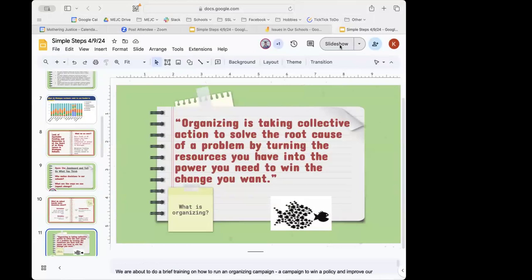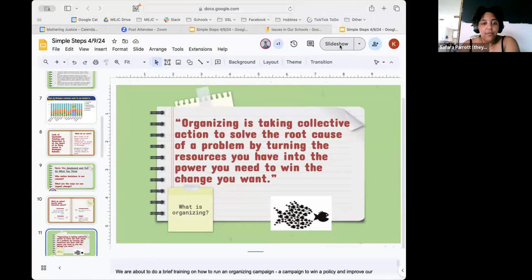Okay. So I'm going to transition us into the meat of what we're here for, and that is how do we get involved? What is organizing? What are the simple steps? We want to open up with this generalized question: what is organizing? And we come up with this quote: organizing is taking collective action to solve the root cause of a problem by turning the resources you have into the power you need to win the change you want.